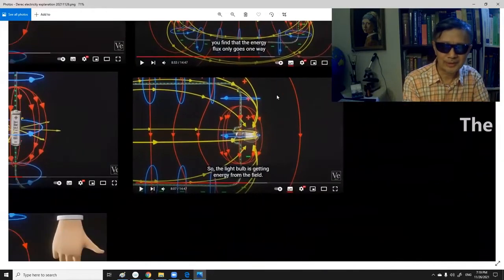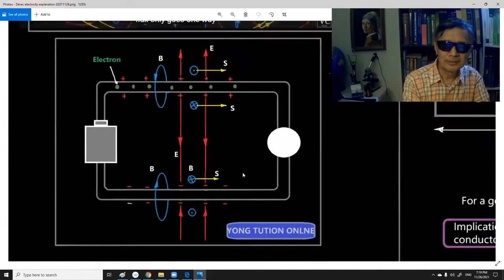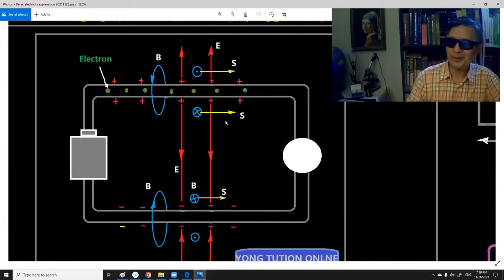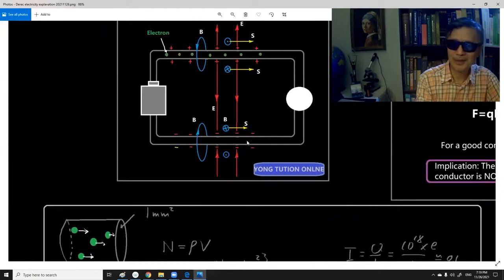Just return to this diagram. So this is inconsistent. This is something I think people would like to ask: how come that in the upper half of the loop, the surface is full of positive charged particles, and how about in the second half, this surface is full of negative charged particles? So that remains unexplained.